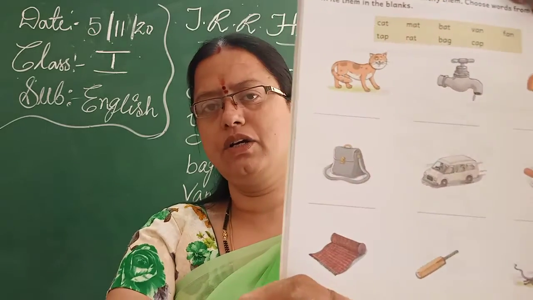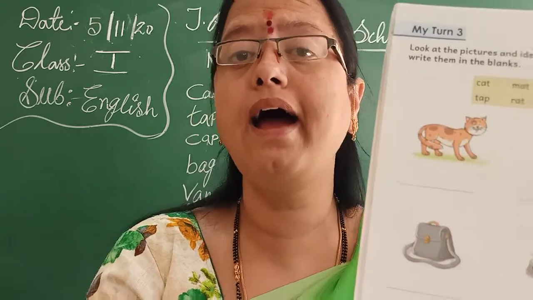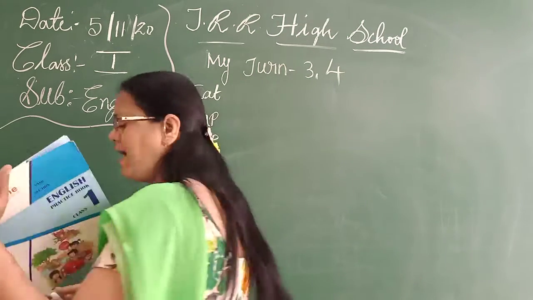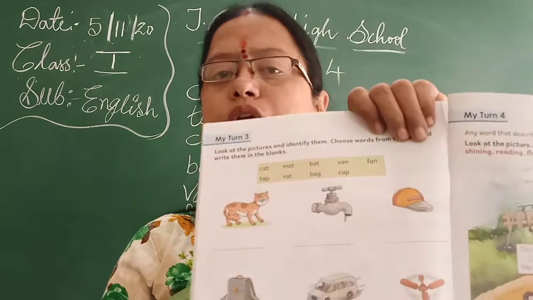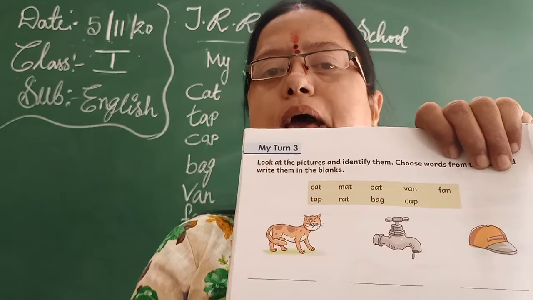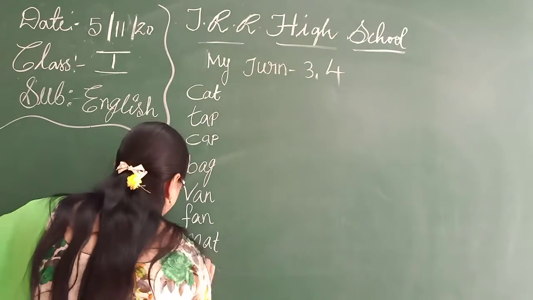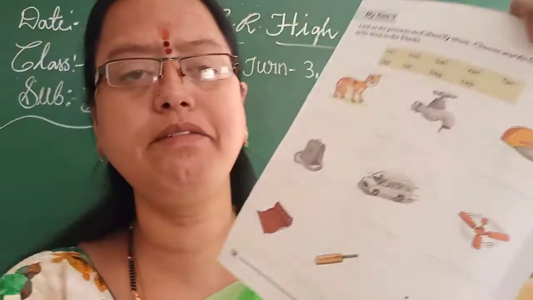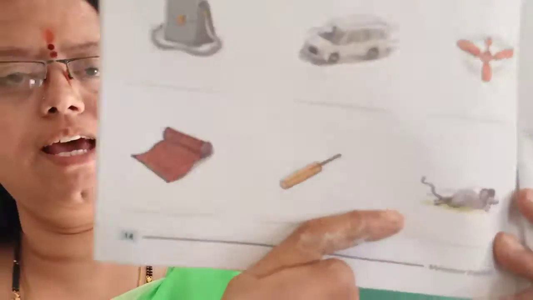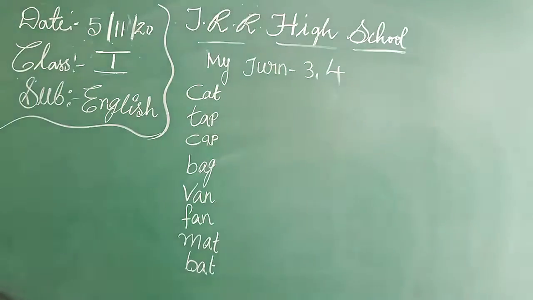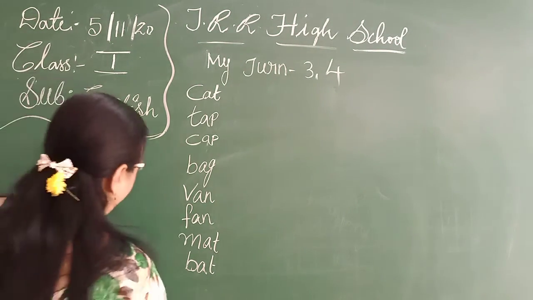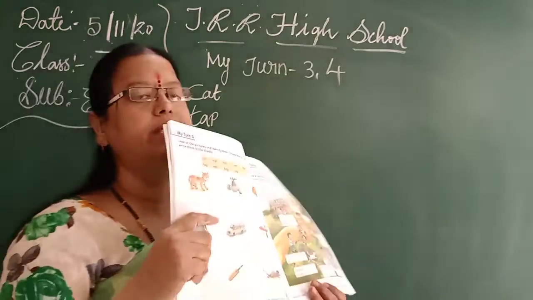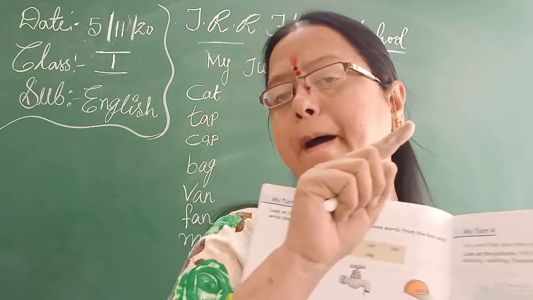Okay. What is this? Is this a bed sheet? No. This is a mat. M-A-T, mat. What is this? You play with this, no? Yes, this is a bat. B-A-T, bat. Last and final one. Which picture is this? Yes, this is a rat. R-A-T, rat. Okay, you have to identify these pictures and write neatly in the blank.